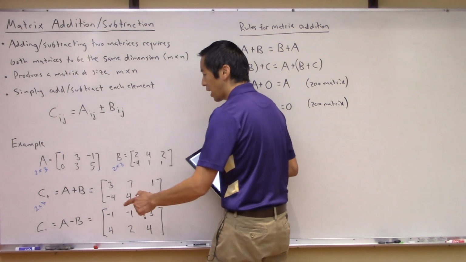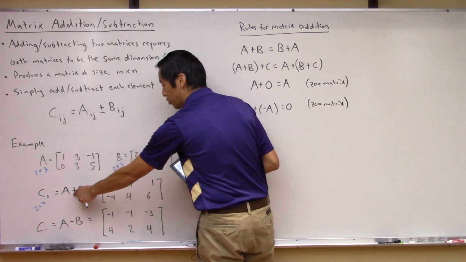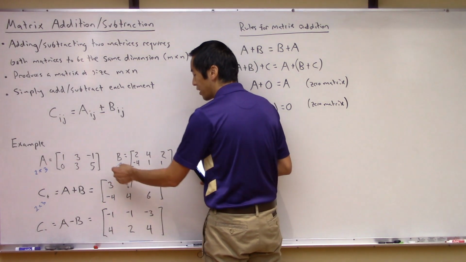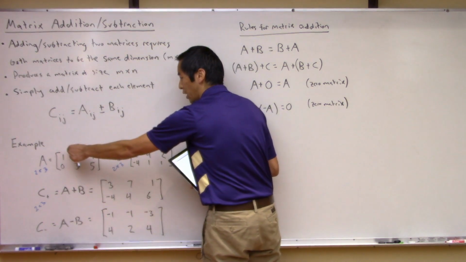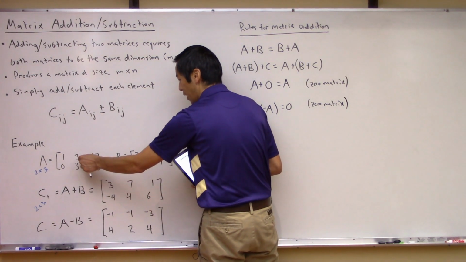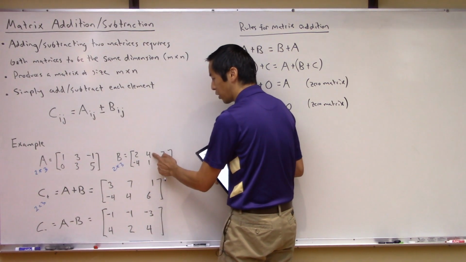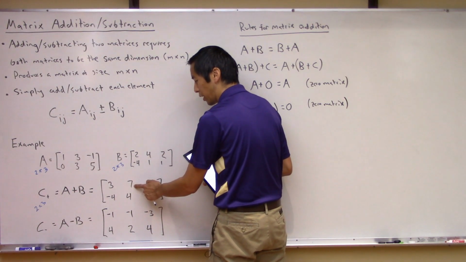Let's look at doing, I'm going to call this C plus, where all I want to do is add A and B together. To get the 1, 1 element, you take the 1, 1 element of A, add it to the 1, 1 element of B, and you get 3. Then you take the 1, 2 element of A, add it to the 1, 2 element of B, and you get the 1, 2 element of C.